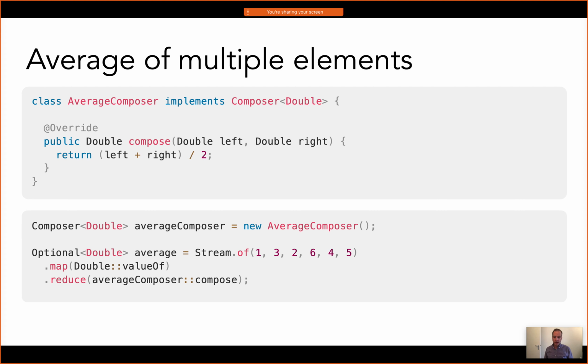First I have to convert every integer to a double, but what happens if I compose all those doubles together using my average composer? Well, whatever happens, it's not the average. This is just not how averages work. To calculate the average of a stream, I have to divide the total sum by the count of the stream. So you can't do it with this shortcut. It doesn't work.